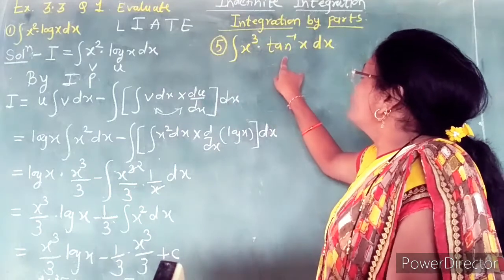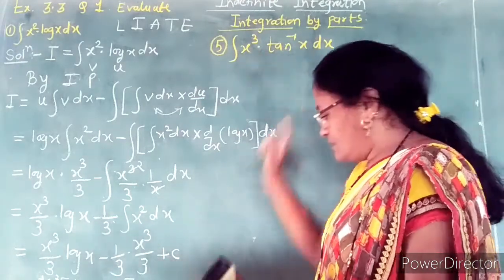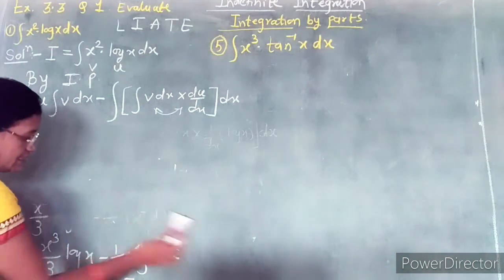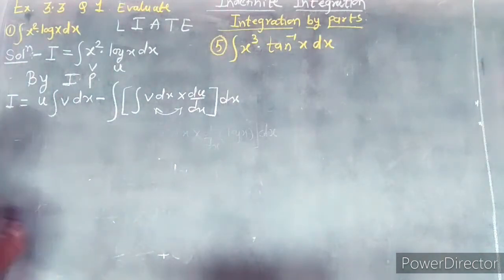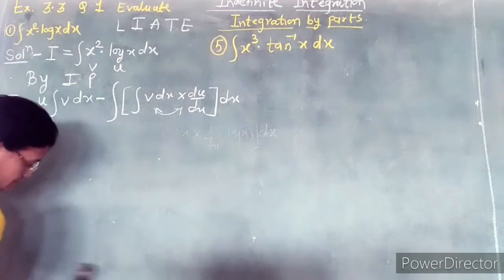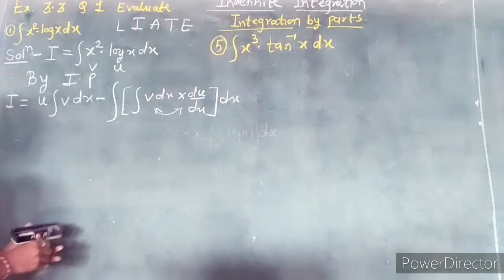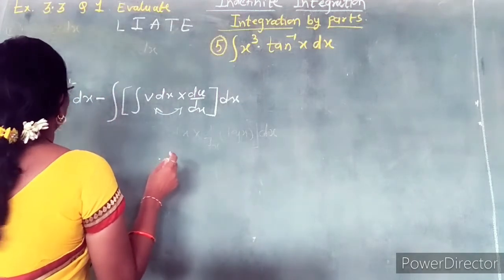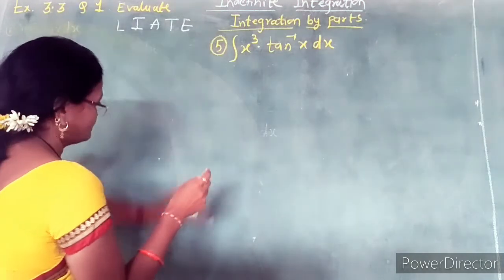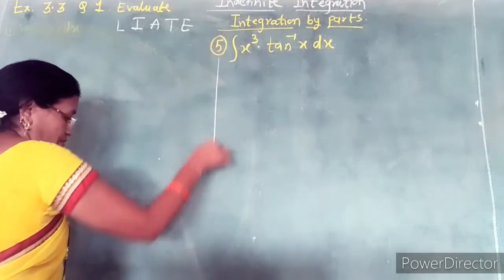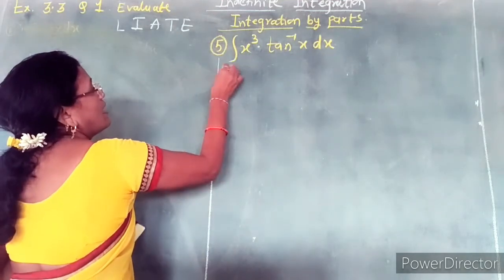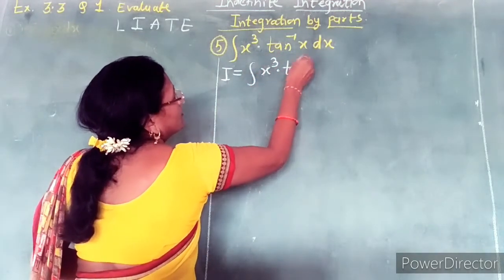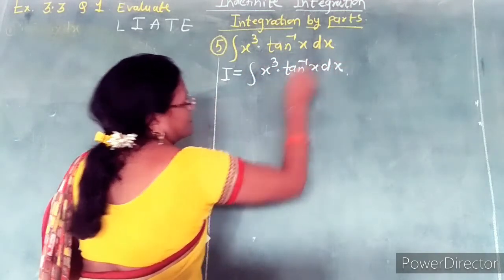So here we take u as tan inverse x and v as x cube. So by the same method we evaluate this integral. For the given example we again take integration by parts. So we take I equal to integral of x cube into tan inverse x dx.